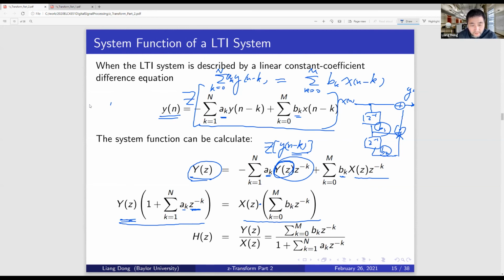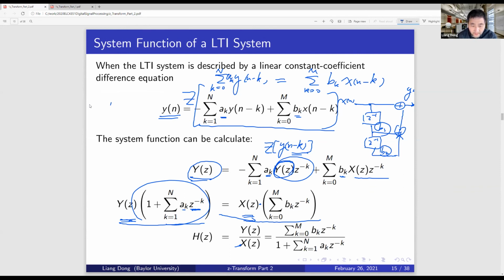Because I have Y(z) here and X(z) here, very easily I can bring this X(z) to the left of my equation. So it becomes Y(z) divided by X(z), and then bring this term to the right of my equation. So it becomes that fraction. It's a fractional format: the sum of b_k z to the power negative k, over 1 plus the sum of a_k z to the power negative k.